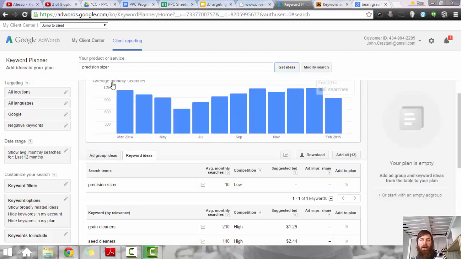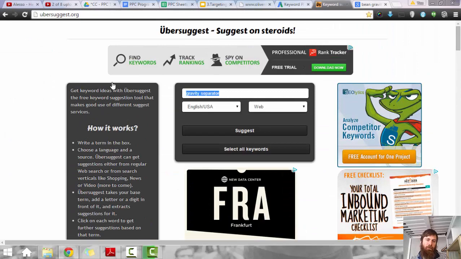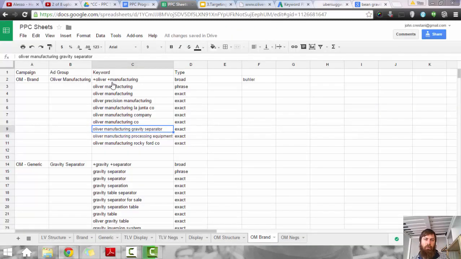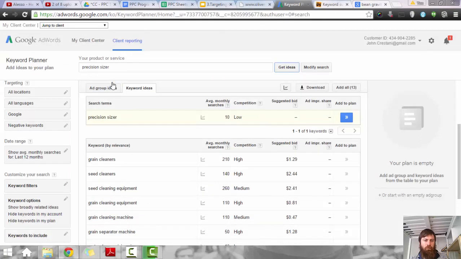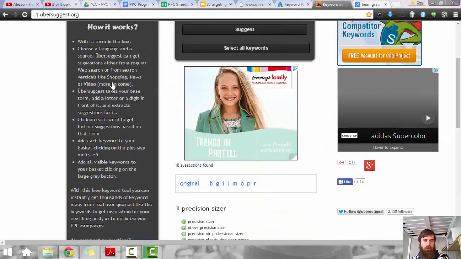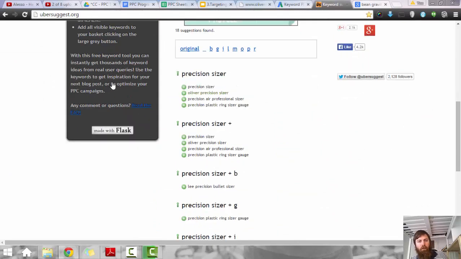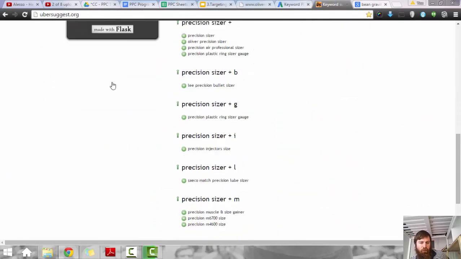Precision sizer. Now, what I try to do is again, I don't have enough industry knowledge, so I'm kind of flying blind here, but I'm just going to try to find out some stuff. I could spend hours trying to figure this out on my own, but usually the best thing to do is just have a phone call with the person who runs this company. Not that I'm working with them, but processing equipment. Oliver Precision Sizer is the main term.